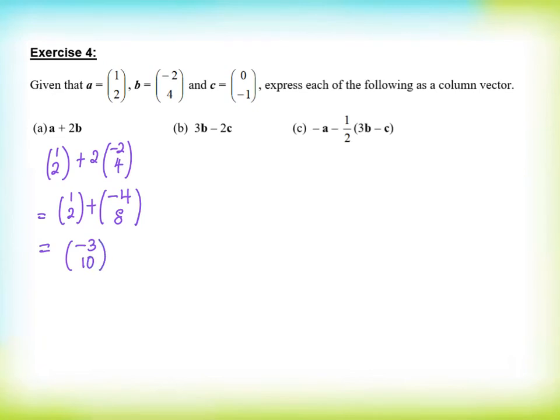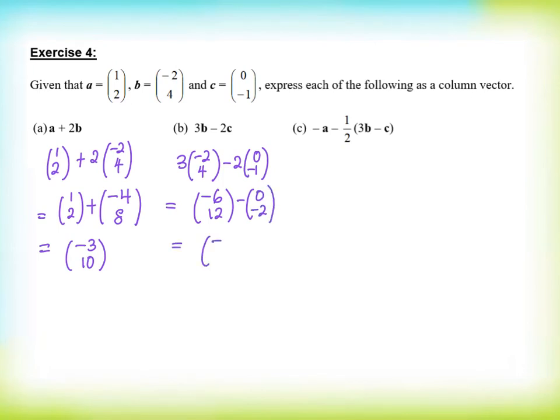And for part B, we have 3 times of B minus 2 times of C. That gives me negative 6, 12, minus 0, negative 2. And I will get negative 6, 14. We would like to try the rest of the questions.